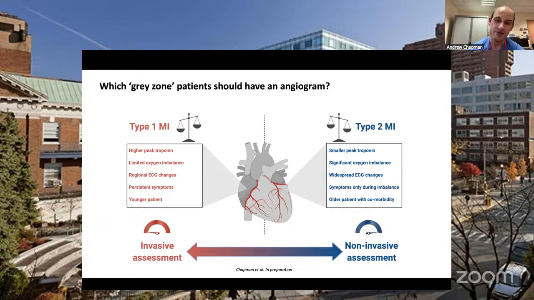Conversely, those who you might consider an upfront CT for, or perhaps not investigating, depending on your local practice, would be those with a smaller peak troponin in the context of a very critical illness, those who have widespread diffuse ECG changes rather than a regional ECG change, and those who only experience symptoms at the peak of their illness.